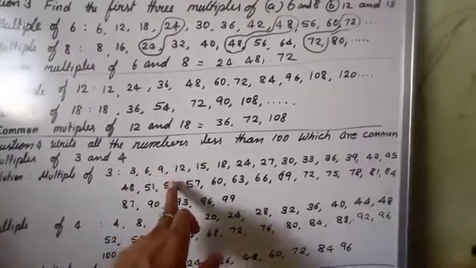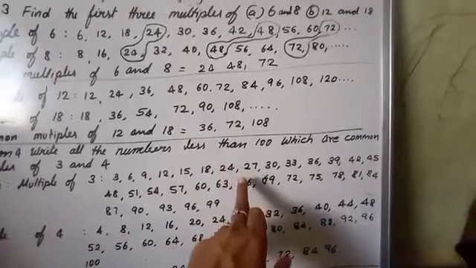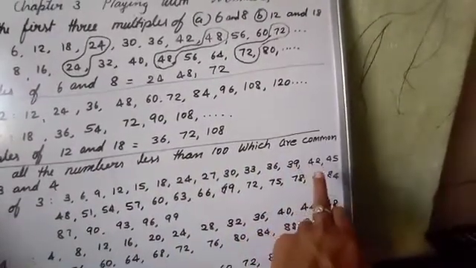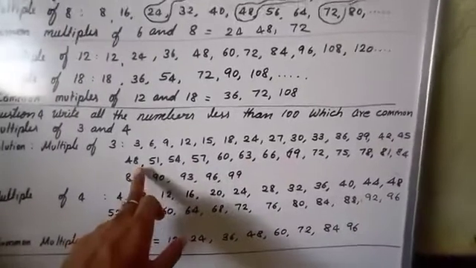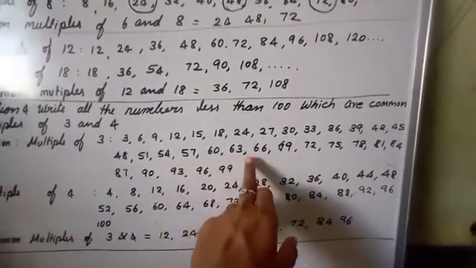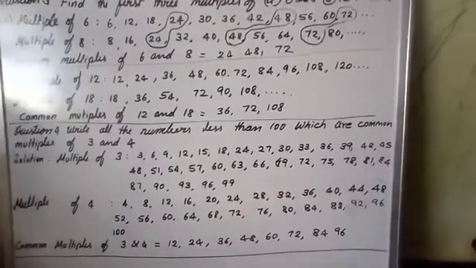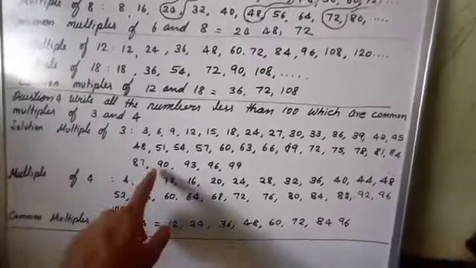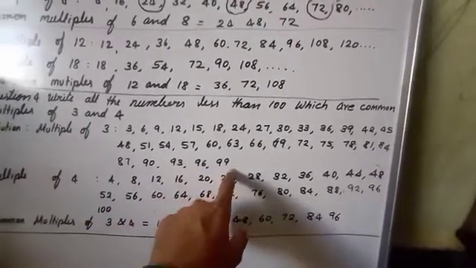3, 6, 9, 12, 15, 18, 21, 24, 27, 30, 33, 36, 39, 42, 45, 48, 51, 54, 57, 60, 63, 66, 69, 72, 75, 78, 81, 84, 87, 90, 93, 96, 99.